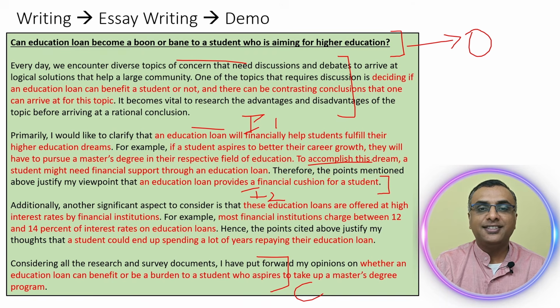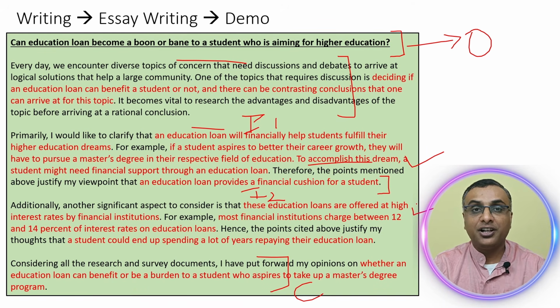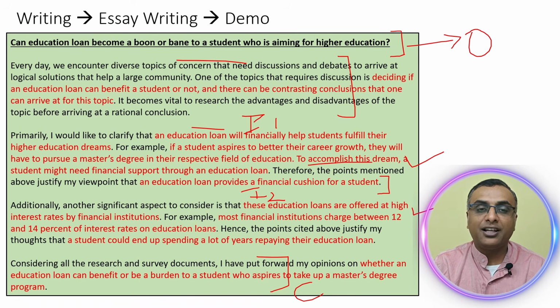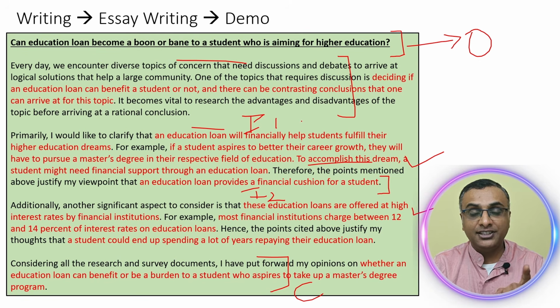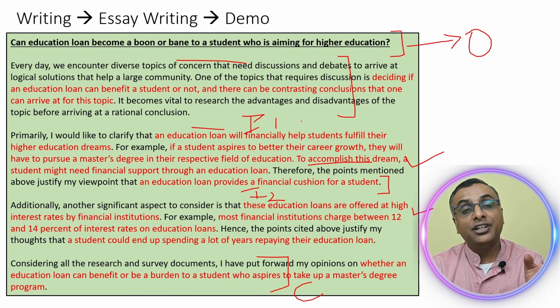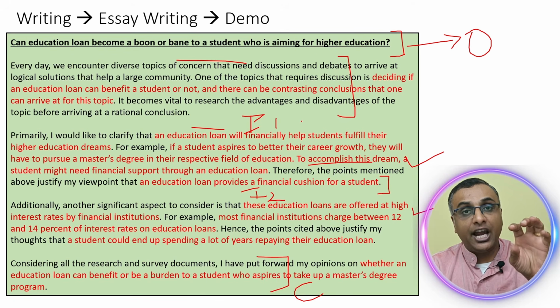Next, let's look at the second and the third paragraph. They are very similar in structure. Let's understand the second paragraph first. In the second paragraph, I have generated my first idea and written a supporting example, and then I have written a conclusion for my first idea itself.